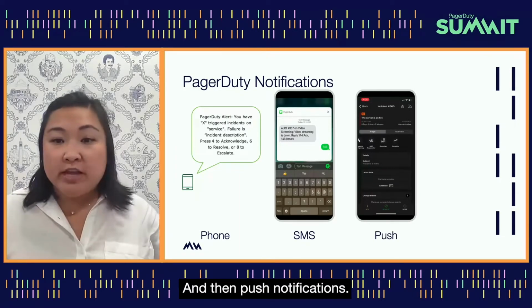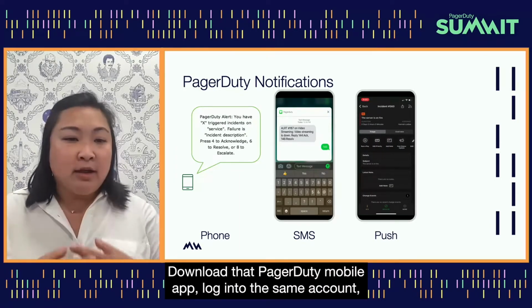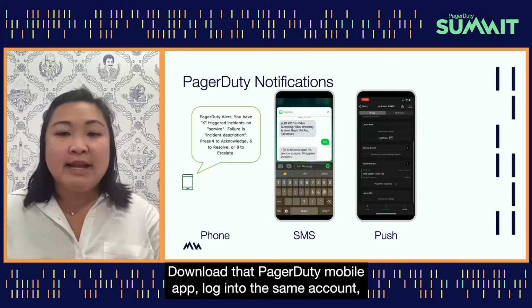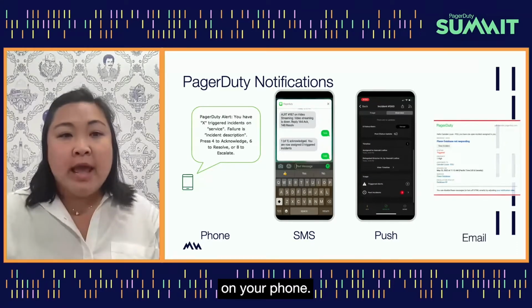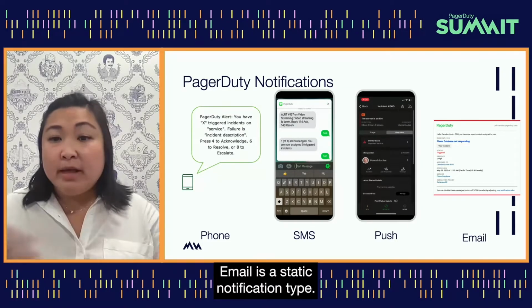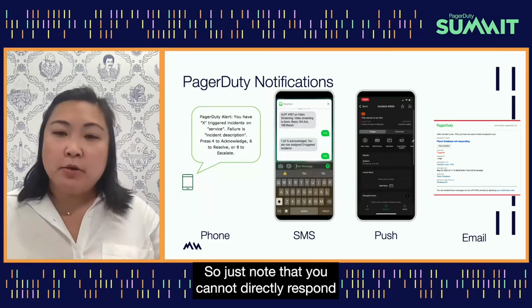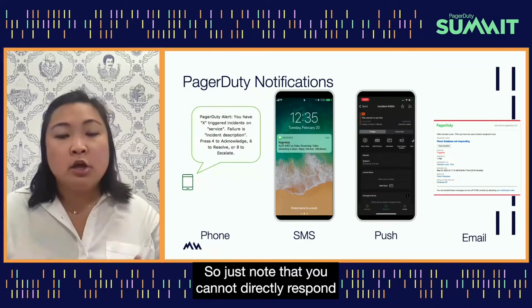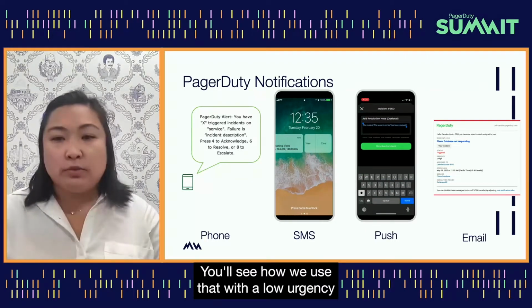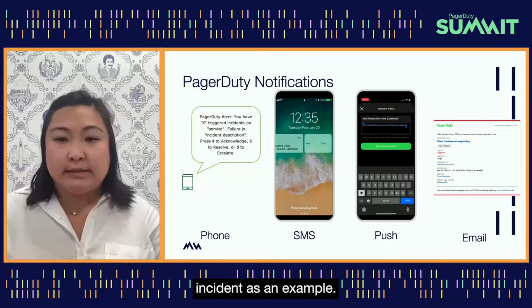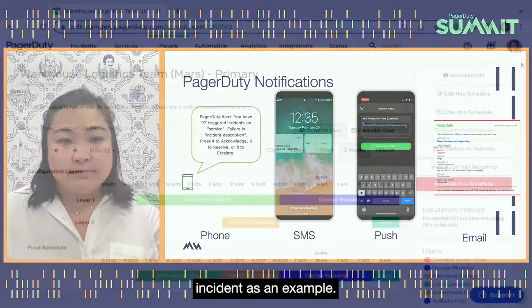And then push notifications. Download the PagerDuty mobile app, log into the same account, and you'll have the ability to set up push notifications on your phone. And lastly, email. Email is a static notification type, so just note that you cannot directly respond to an incident. This is just informational. You'll see how we use that with a low urgency incident as an example.